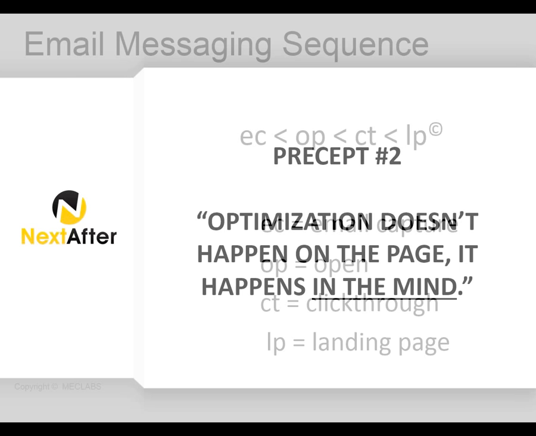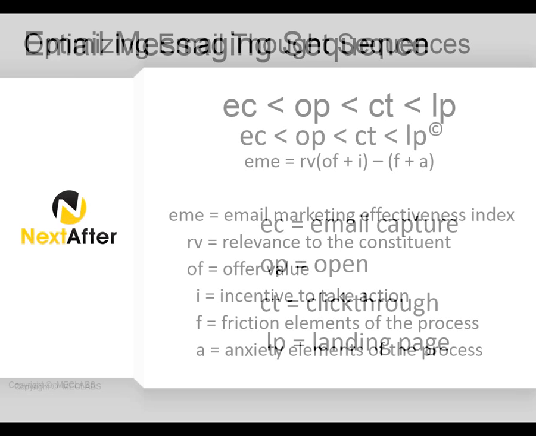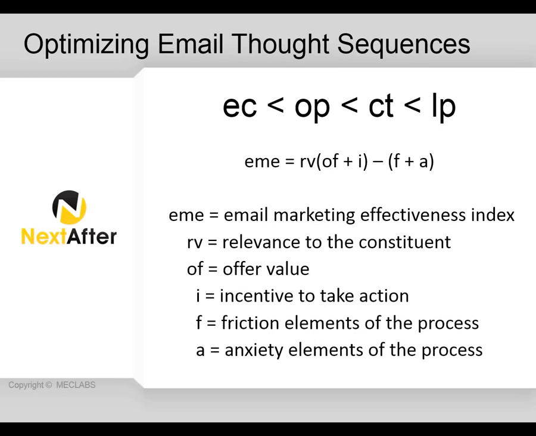So what we're going to do is walk through each of these different phases: email capture, the email message itself, and we'll look at the open side of things and the click side of things, and then ultimately the landing page. And we're going to apply the email marketing effectiveness index. Email marketing effectiveness equals relevance times offer plus incentive minus friction minus anxiety. We're going to apply that to each of these different phases. Okay, so let's go ahead and start with optimizing email capture.